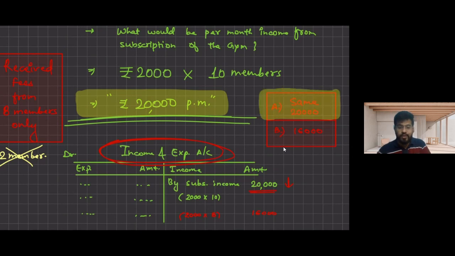Sir, how will be the accounting treatment then? Where will this 4,000 go if you are writing 4,000 into this column? Okay, so where will this balance 4,000 go? For that, I am going to prepare a subscription account for all of you. Let's prepare a subscription account.